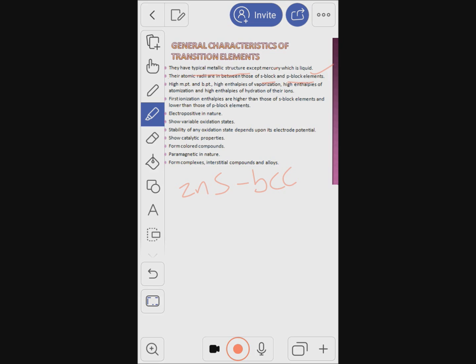Next is they have high melting point, boiling point, high enthalpies of vaporization, high enthalpies of atomization, and high enthalpies of hydration of their ions. High melting and boiling point of transition elements is due to the strong metallic bonding. Strong metallic bonding because they have low ionization energy.